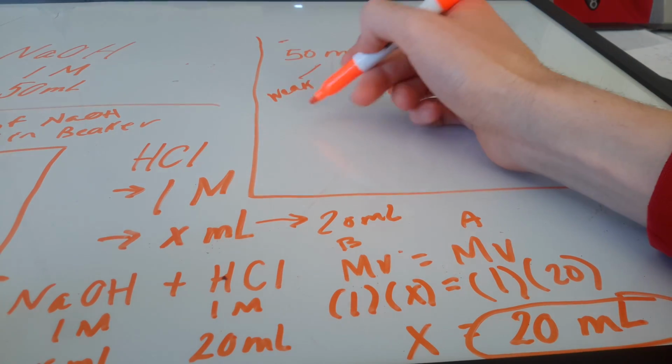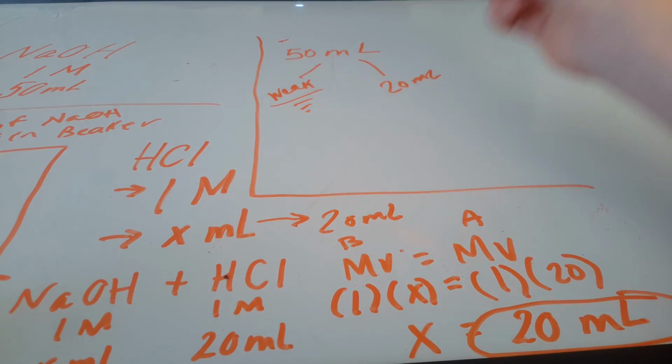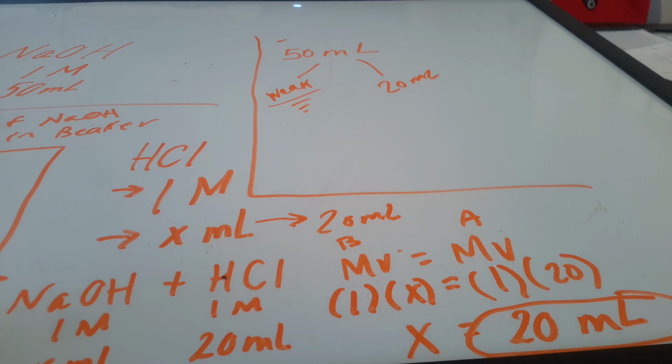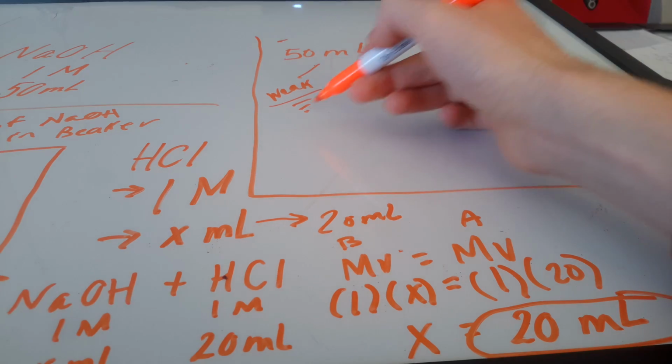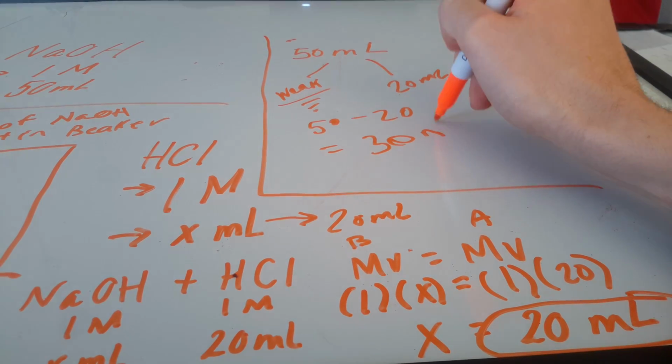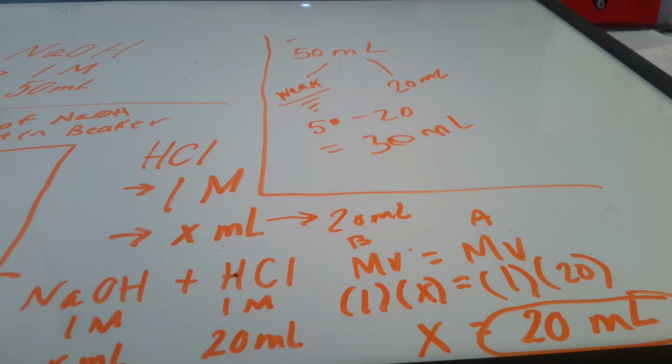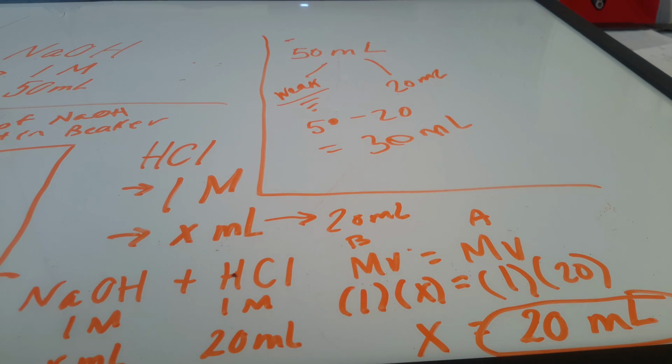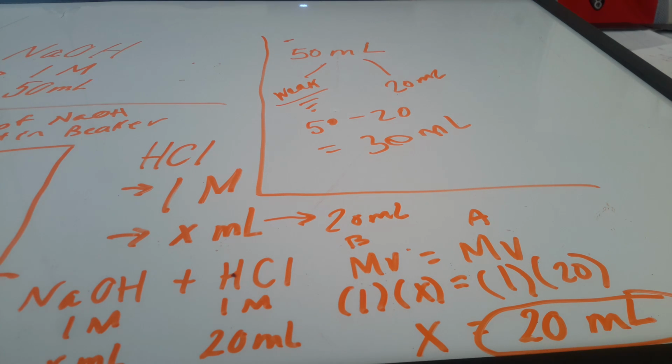So to find the volume of NaOH that was neutralized by the acid, all we have to do is 50 minus 20, which is equal to 30. Therefore, we know that 30 milliliters of the base was used to neutralize the CH3COOH initially. Now, how do we find the molarity of the CH3COOH?